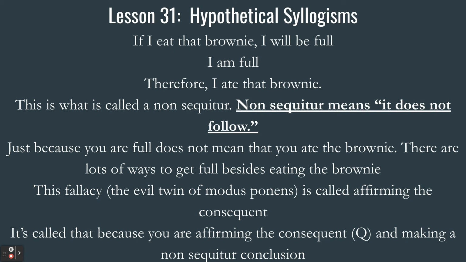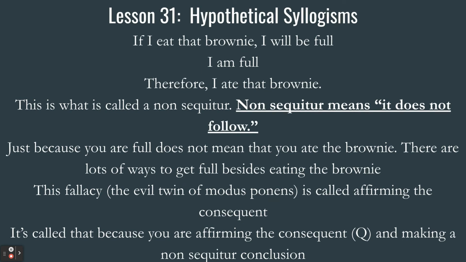And Thomas, off the top of his head, already came up with one situation where the conclusion of that syllogism is false. It could be true that if I eat that brownie, I will be full. It could be true that I'm full, but it could be false that I ate that brownie. Therefore, that syllogism is invalid. Okay, does that make sense?